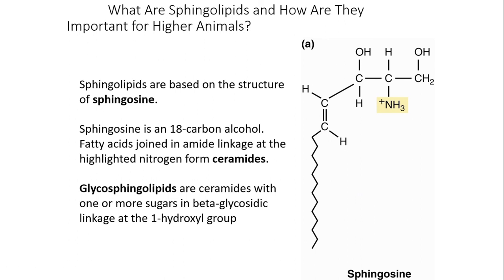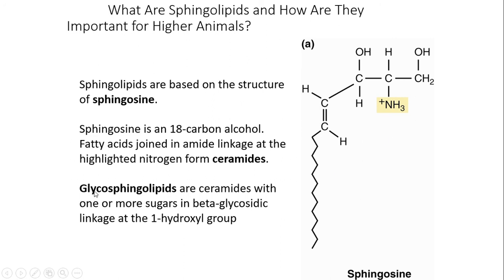Some of the other derivatives we're going to look at are ceramides. We're going to have a fatty acid linkage through that amino group here. And again, you'll have to be able to draw sphingosine, but I will not have you draw any of the derivatives, but understand where the linkages are and perhaps where they're used.